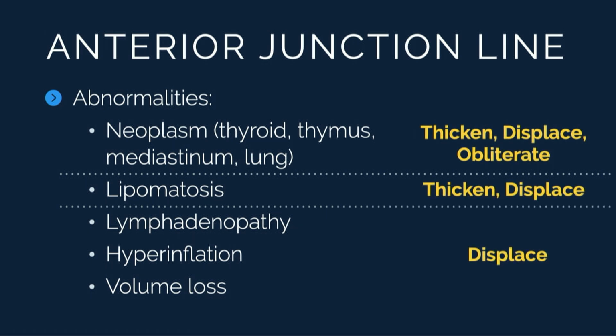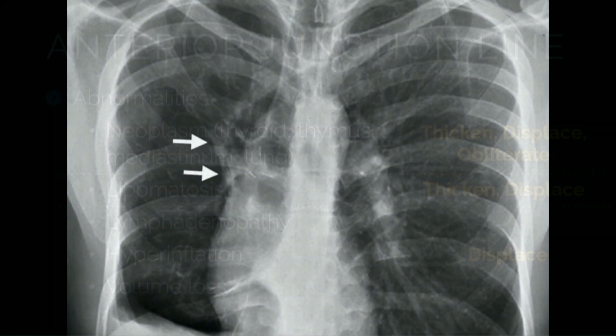As I mentioned, these lines, stripes and interfaces will either be thickened, displaced, or obliterated. In the setting of cancer in the chest, with the anterior junction line, neoplasm can do any of those things. Lipomatosis tends to thicken or displace the anterior junction line, whereas lymphadenopathy, hyperinflation, volume loss, and postoperative changes will displace the anterior junction line, if you can even see it. Again, it's usually only picked up about 30% of the time.